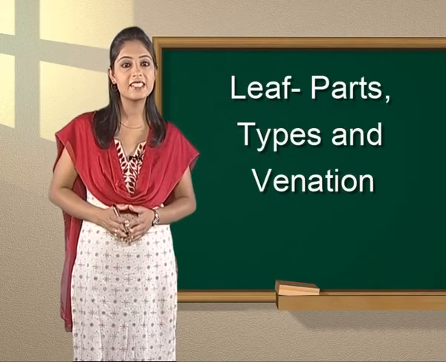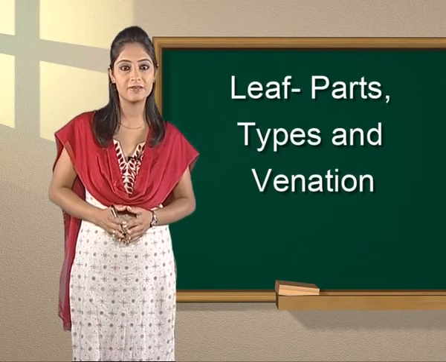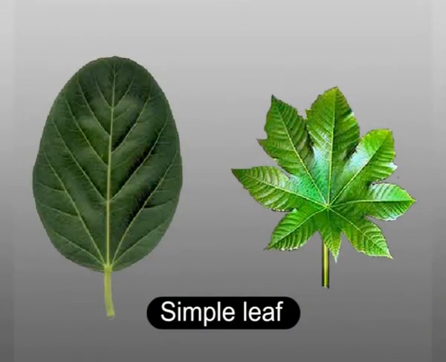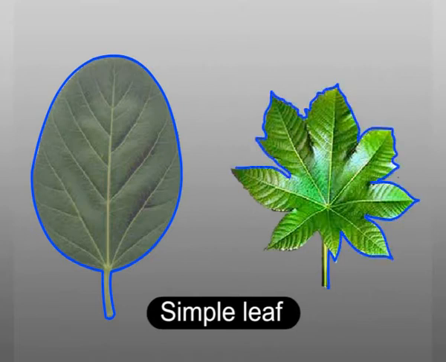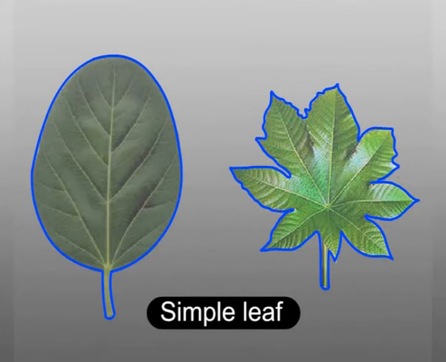Let us discuss these types one by one. Simple leaf. A leaf is said to be simple when its lamina is single, entire and complete, that is, not divided into distinct leaflets, as the leaf of banyan. Its leaf blade is composed of only one unit.